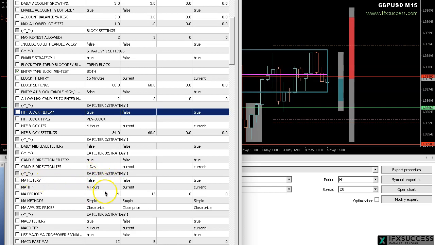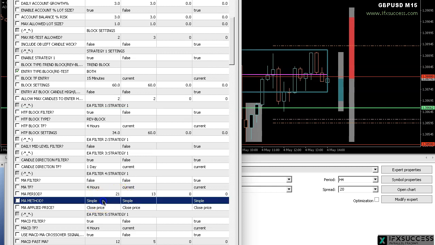We can choose on the same time frame block entry moving average. We can choose higher time frame trend moving averages, and we can change pretty much MA period. We can change the method exponential. I mean, this is like hundreds and hundreds of things that we can play around with the filters. So this is not just a set and forget robot.